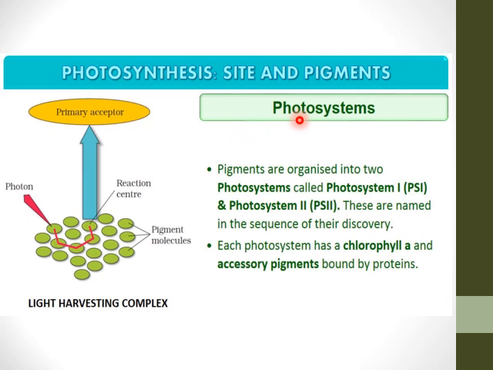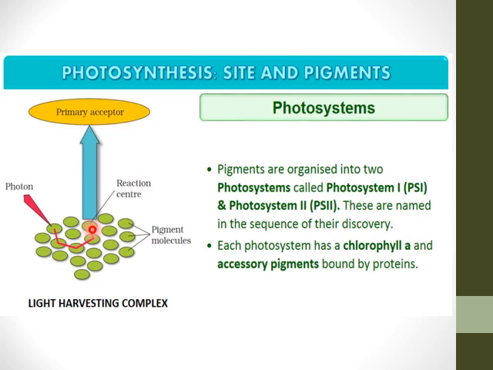Next is your photosystem. Pigments are organized, meaning chlorophyll A, B, xanthophyll and carotenoid. They are organized into two photosystems called photosystem 1 and photosystem 2. These are named in the sequence of their discovery, that's why it is 1 and it is 2. Each photosystem has a chlorophyll that is called the chief pigment and accessory pigments bound by the proteins. So this is the light harvesting complex in which we are having the accessory pigments.